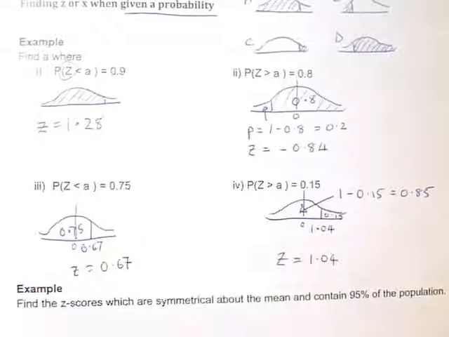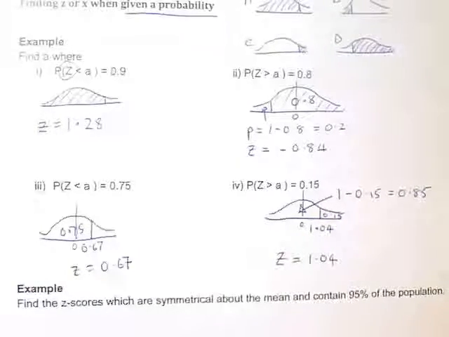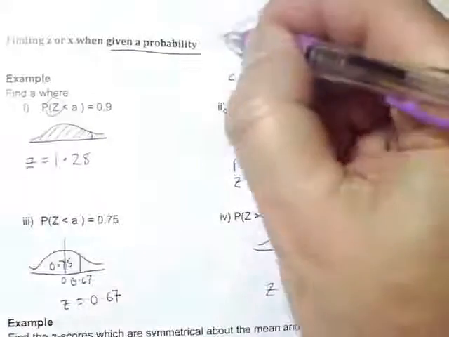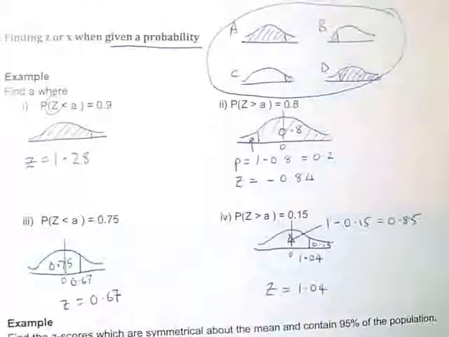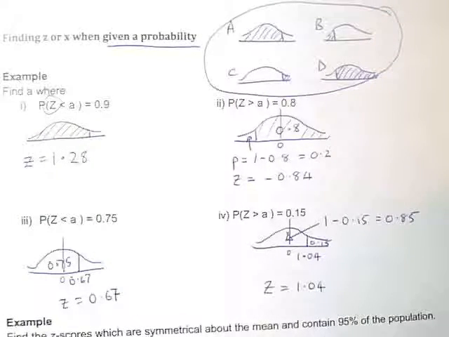So that's how to get z values if you know a probability, but the key point is to draw this menu of 4 pictures and then make your choice. Don't try and draw the picture straight away, because you'll quite often get it wrong.